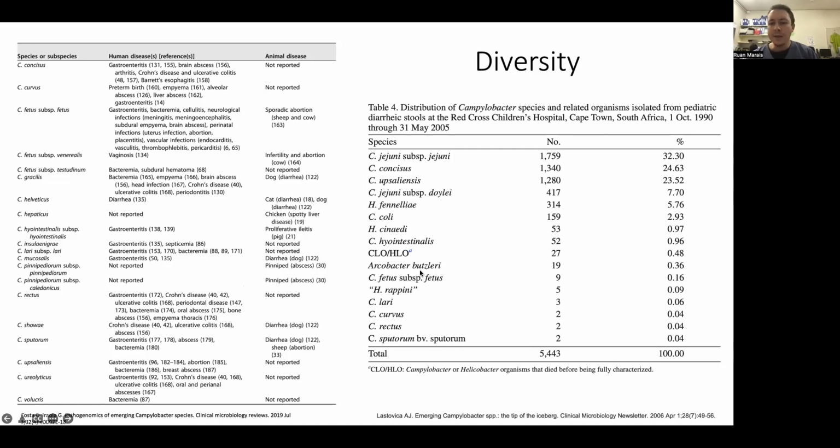And then on the right, you can see a graph. This is a paper that was published in 2005, reviewing all the Campylobacter species that were isolated at Red Cross Children's Hospital between 1990 and 2005. So you can see C. jejuni was the most common, but certainly all the rest were also isolated. And why we possibly don't isolate all of them all the time, I'll address in a few slides.